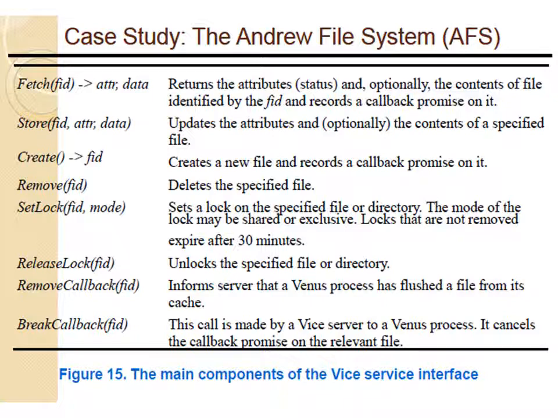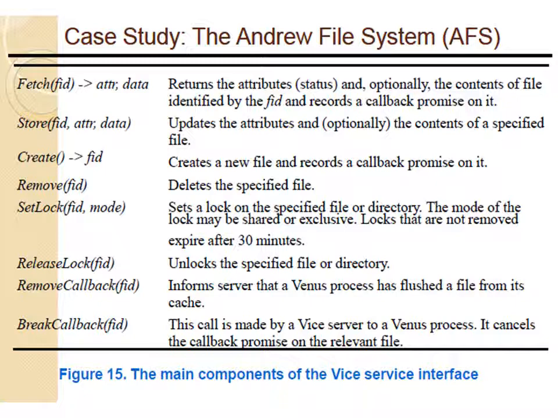Create operation creates a new file and records a callback promise on it. Remove file ID deletes the specified file. Setlock has two parameters, that is file ID and the mode. The setlock operation sets a lock on the specified file or directory. The mode of the lock may be shared or exclusive. Locks that are not removed expire after 30 minutes.